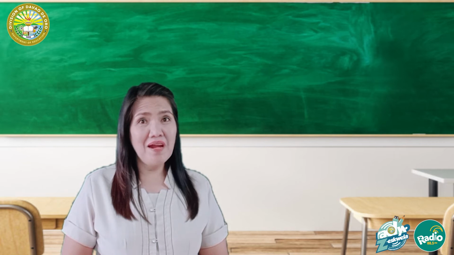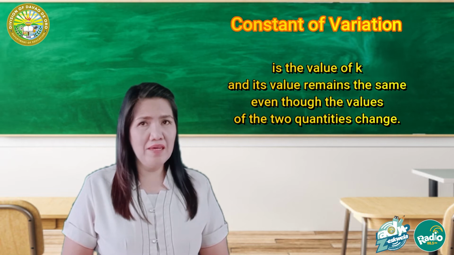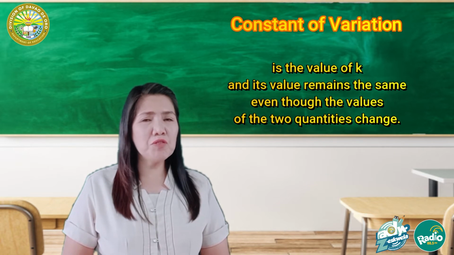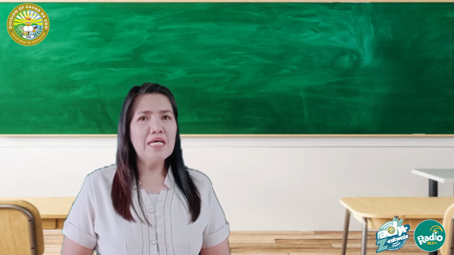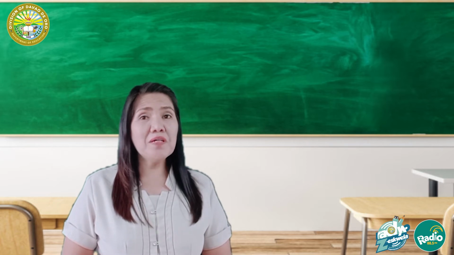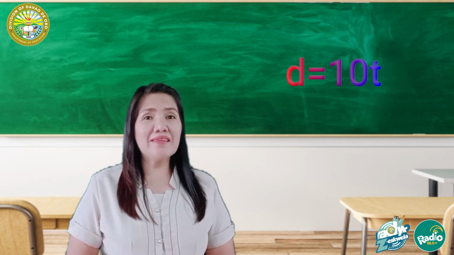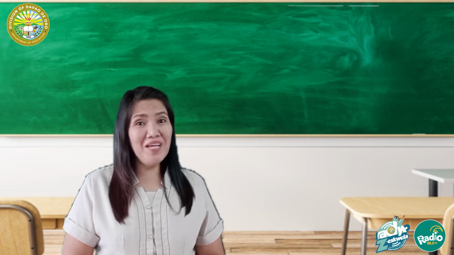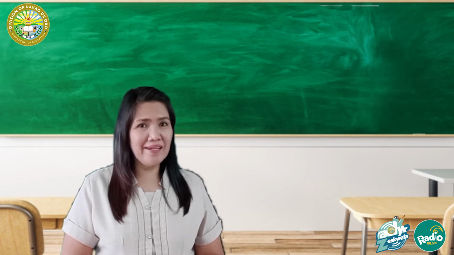Always remember, when we say constant of variation, it is the value of k and its value remains the same even though the values of the two quantities change. In our problem, the value of k is equal to 10. You can write the mathematical equation as d equals 10t. How did we arrive with the constant of variation, which is k equals 10?